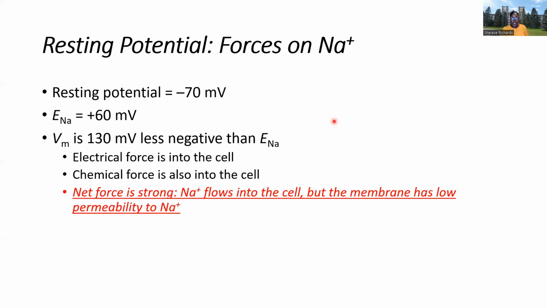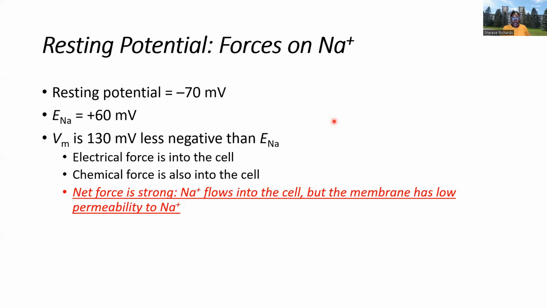If we think about the forces that are acting on it now, and again, the forces are trying to get it back to equilibrium. That's why we want to think about the forces independently and then combine them together. So the electrical force bringing it into the cell, the chemical force bringing it into the cell. And so that is the magnitude with which sodium wants to move to get back to its equilibrium potential of positive 60.